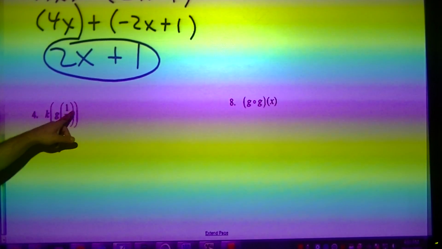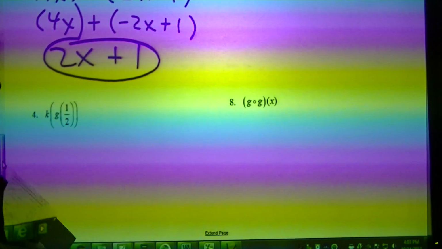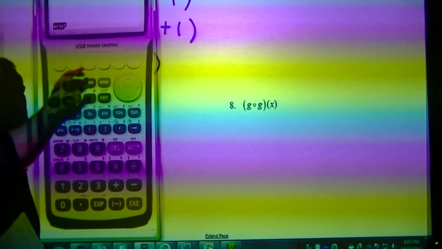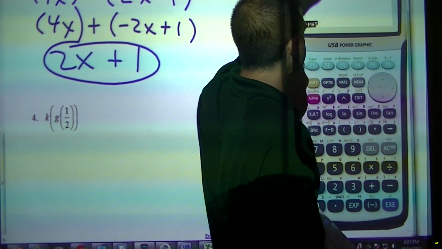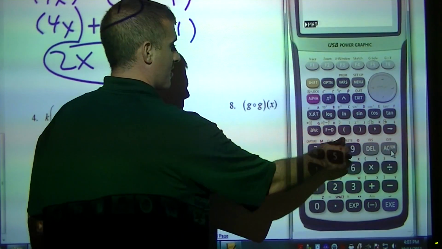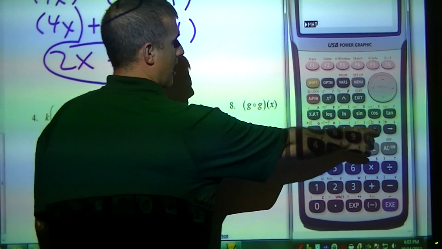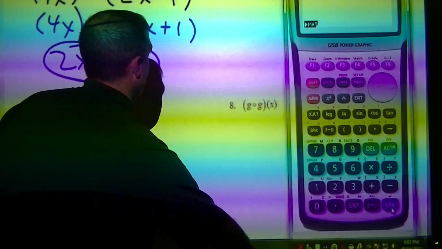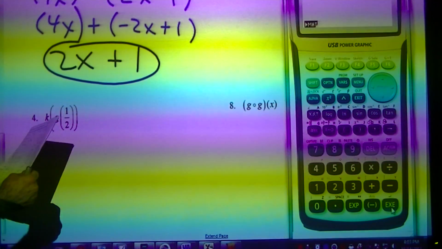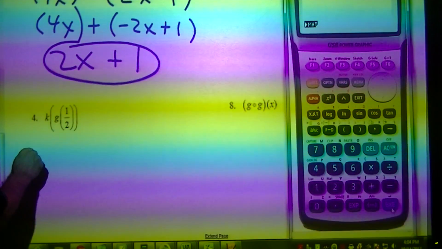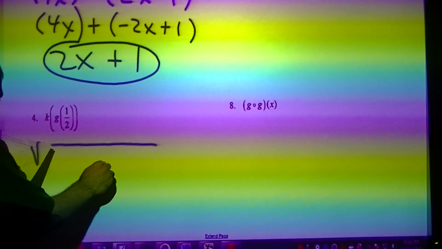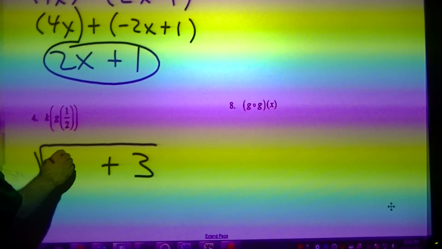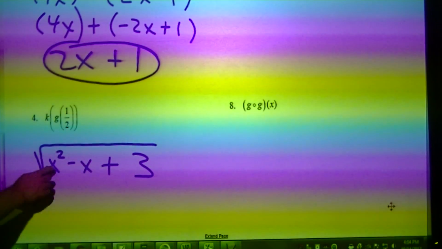Number 4, k of g of 1/2. Now what you want to do here is set this up. Since I'm going to evaluate at 1/2, I'm going to pull my calculator up and program 1/2 into the calculator. So 1 divided by 2, and I'm going to use the store arrow and x. What that does is it sets the value for what I'm going to do. Now I've got k of g of 1/2, so k is this square root of x plus 3, and the function I lead with, I'm going to put x squared minus x in lieu of where x is.